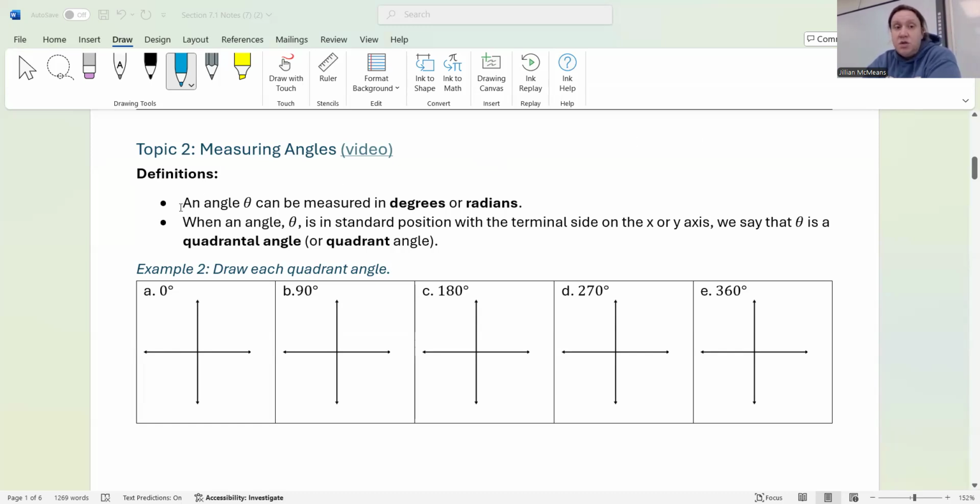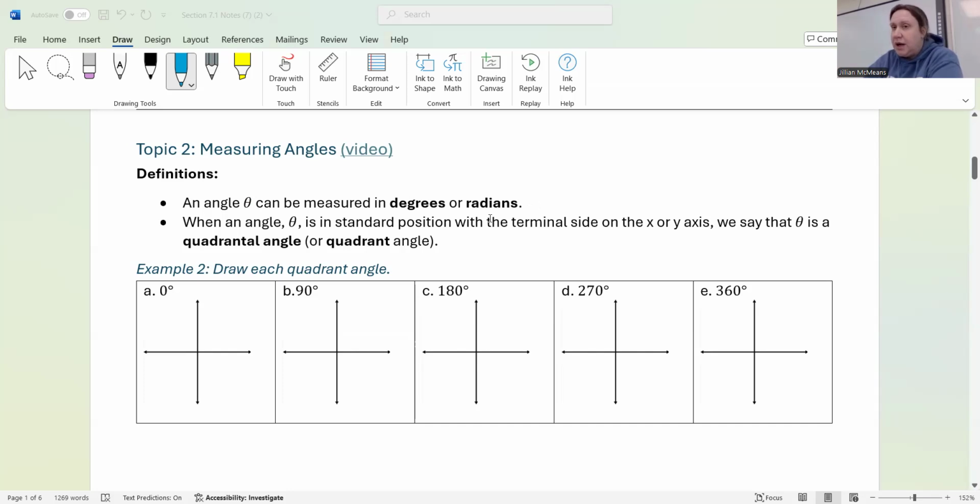First of all, we do have an angle. We generally denote them with theta, that's the symbol for theta, one of the Greek letters. An angle theta can be measured in degrees or radians. We're going to talk about radians much later in this section. For now, we're going to focus on just degrees, okay? So degrees are a way to measure angles.